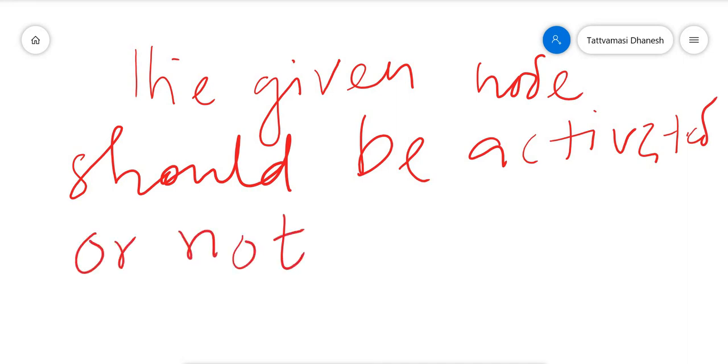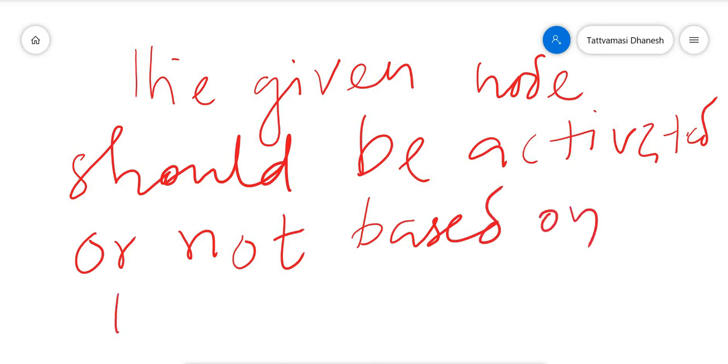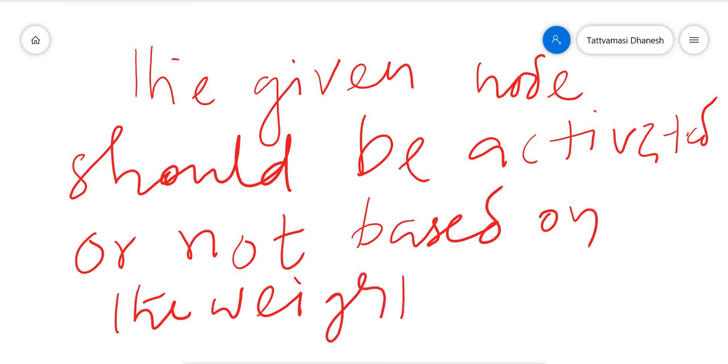The given node should be activated or not based on the weighted sum. It is based on the weighted sum. This is what an activation function does. So in a neural network, the activation function defines whether the given node should be activated or not based on the weighted sum.